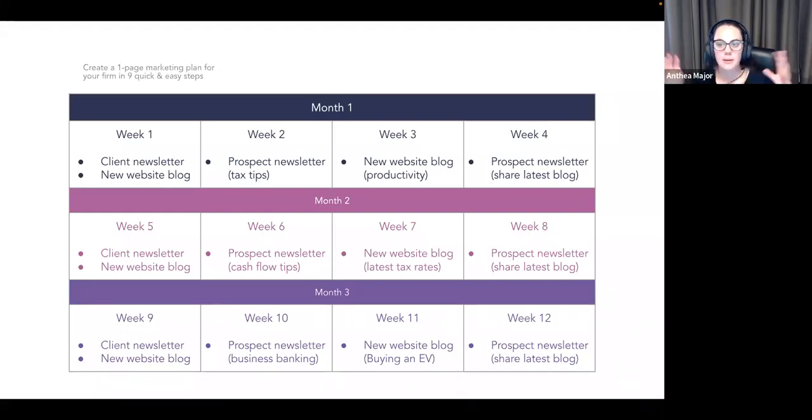Like I said, things are going to pop up all over the place. So if you can get this sorted at the start of the quarter, then you know what to do each week, even if it's not necessarily you doing these activities.